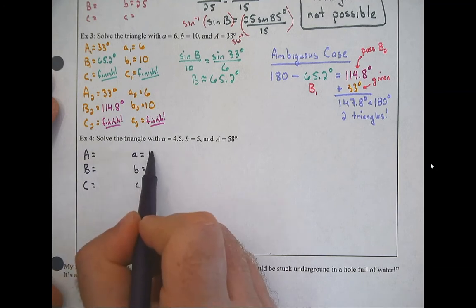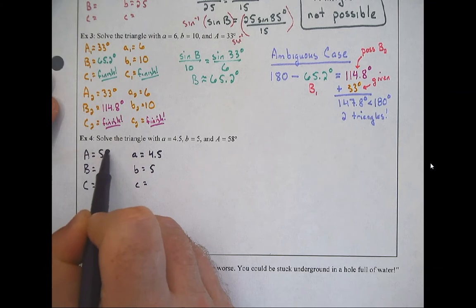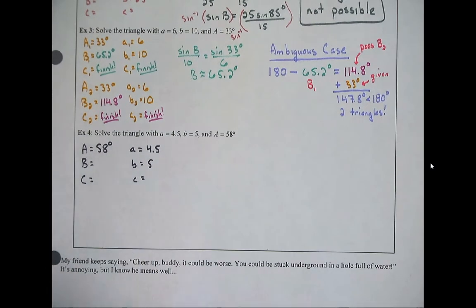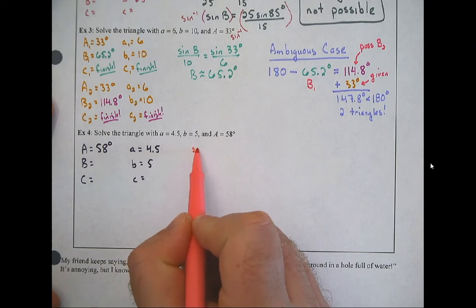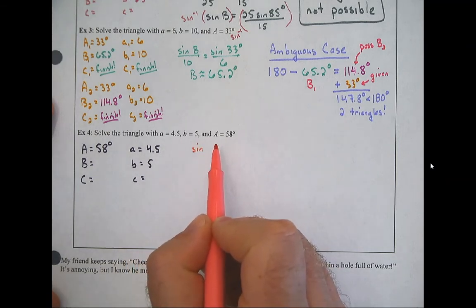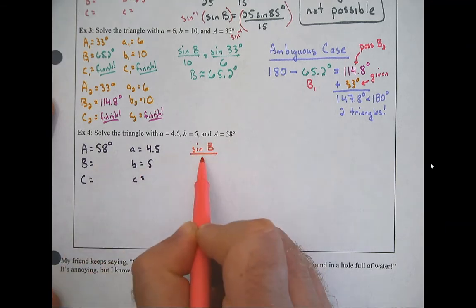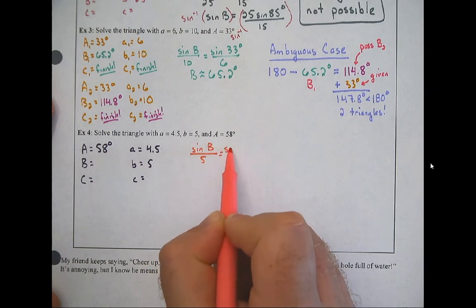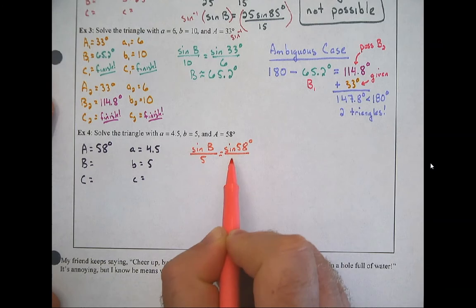Little a is 4.5. Little b is 5. Big A is 58 degrees. So now I'm going to first try to figure out what big B is. So sine of big B divided by 5 is equal to sine of 58 degrees divided by 4.5.